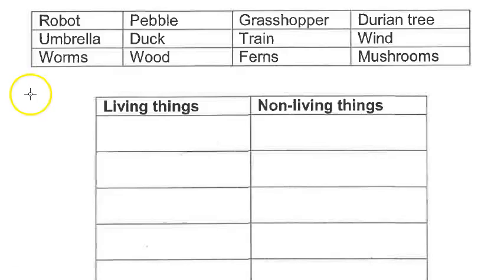Okay, next question. You're supposed to classify these 12 objects into the table. Now, what do we know about living and non-living things? We know that living things can do three things.